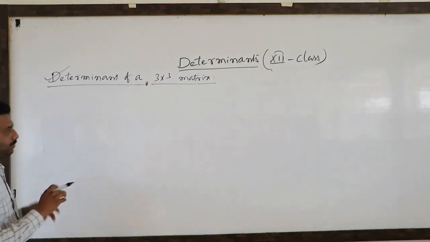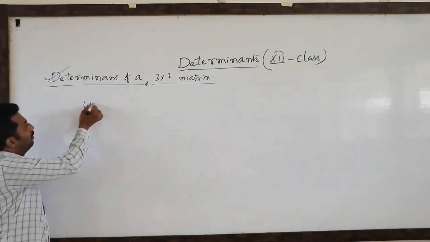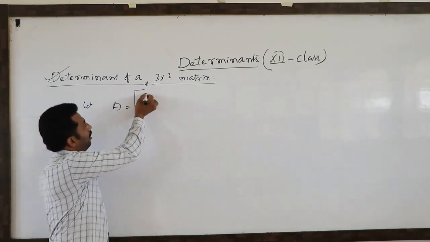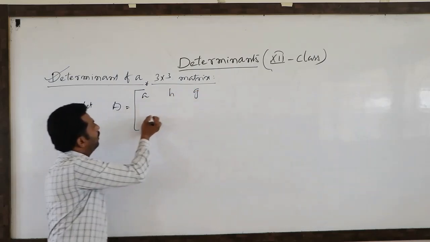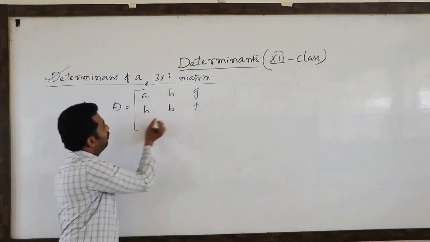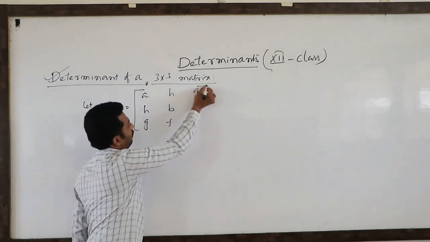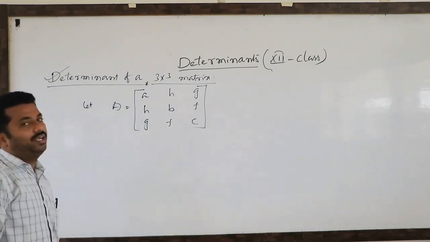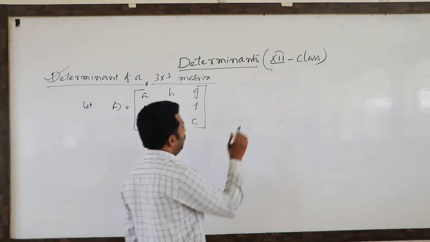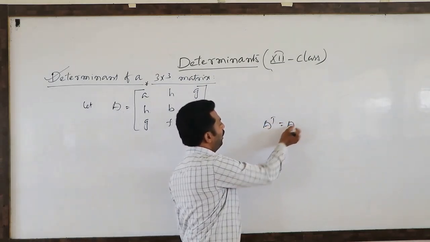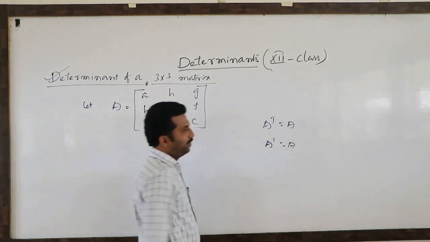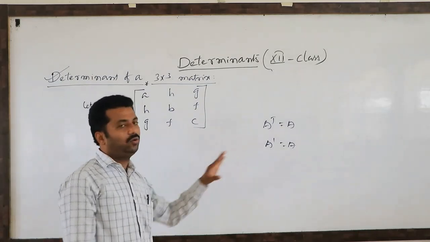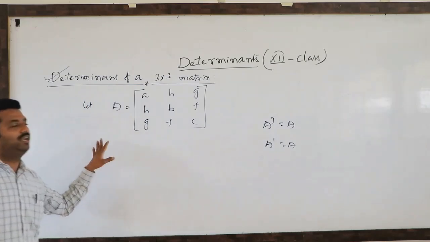One example I am taking. What is the example? Let A equal to the matrix [A H G; H B F; G F C]. You know this matrix? This is the best example for a symmetric matrix. What is a symmetric matrix? A transpose equal to A, or A dash equal to A. Whatever the elements, if you interchange rows as columns and columns as rows, you will again get A only. This is the best example for a symmetric matrix.